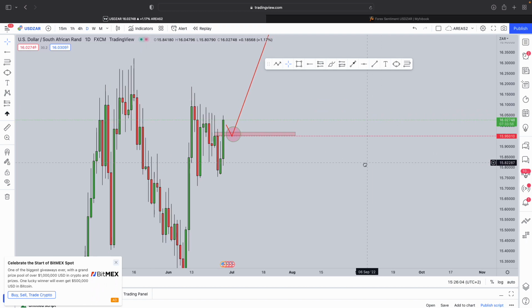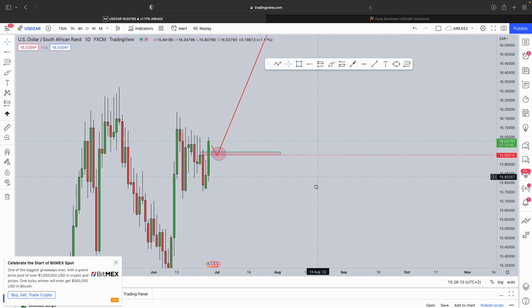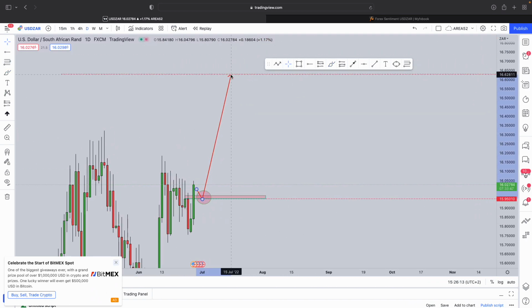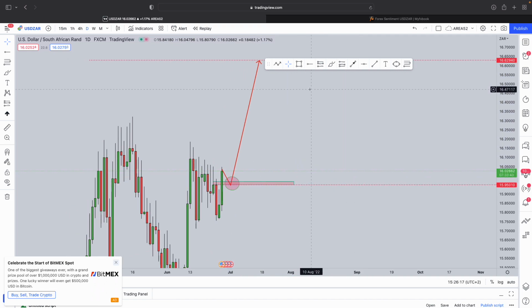Now, some forex gurus are going to come out and say, yes, looks like a bullish flag. It's not a bullish flag. The market is going to continue higher, whether you like it or not, until something comes out and saves this country and its currency as well.